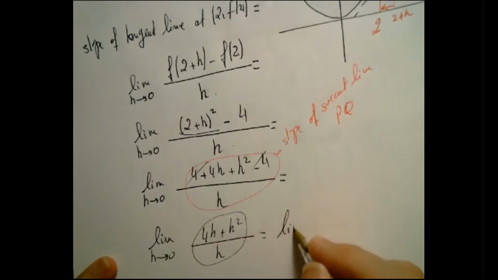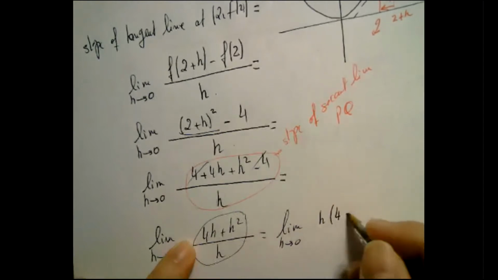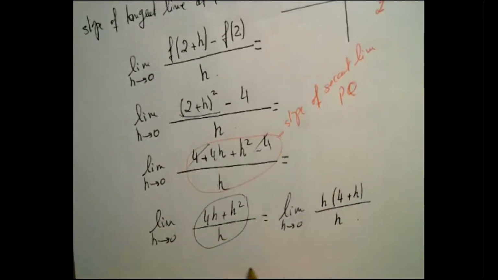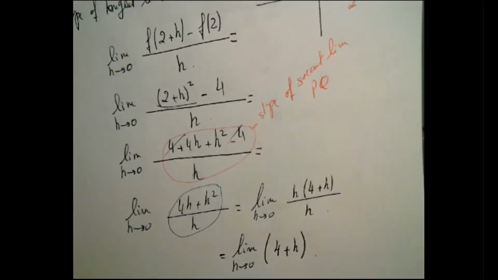So this will give me the limit as h goes to 0 of... Now, usually when you do the math correctly, you should be able to factor out the h. If you can't, it means somehow your math was not correct. So finally, this is equal to the limit as h goes to 0 of 4 plus h. Okay? Before we find the limit and we find the number 4, let's see what the 4 plus h represents. This 4 plus h is actually the slope of the secant lines for different values of h.